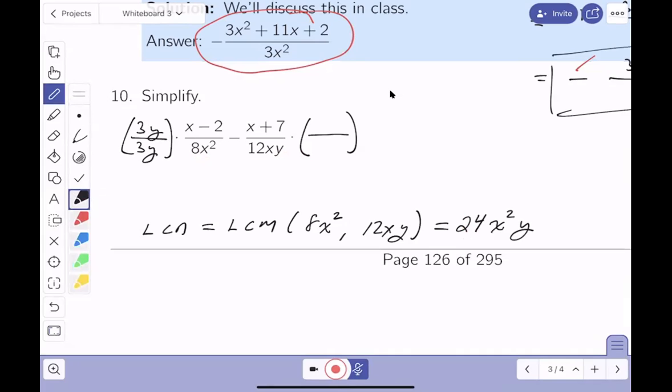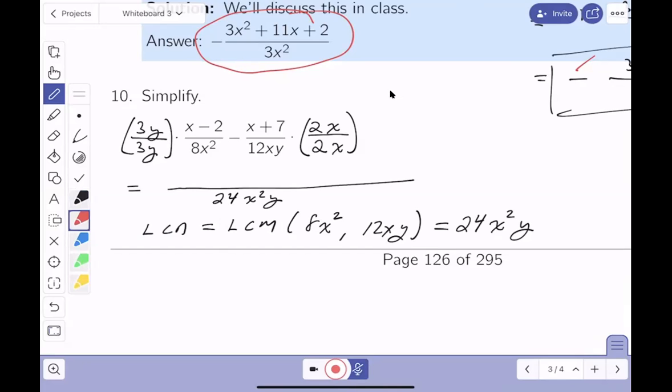All right, let's look at the next guy, which is 12xy. We want it to be this. What do you need? You certainly need a 2, because 2 times 12 is 24. And you need another x. All right, let's go through this. Now, what I want to claim over here is that the denominators are identical in both cases. It's 24x squared y. And what is that? That's the LCD.